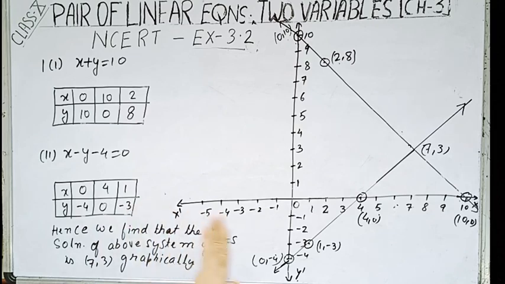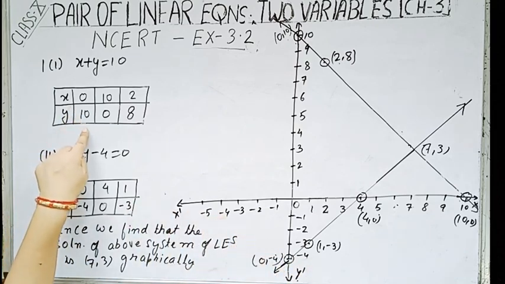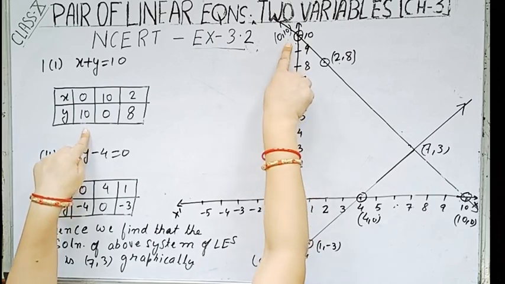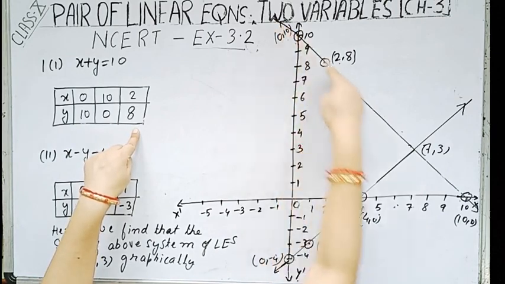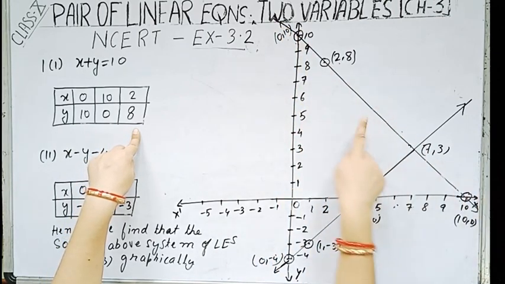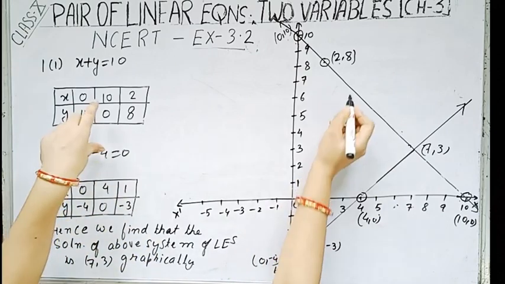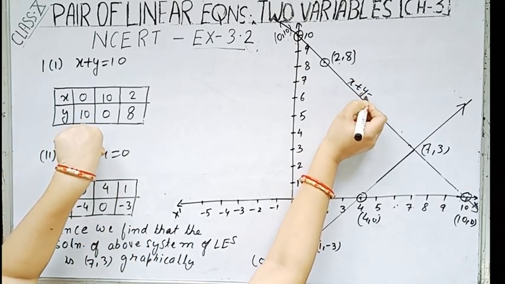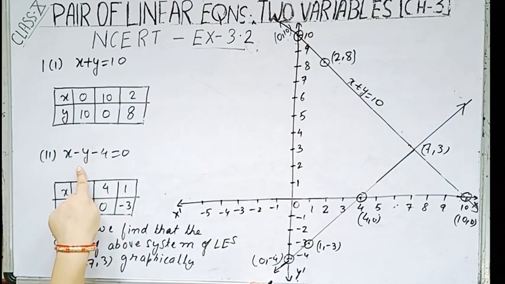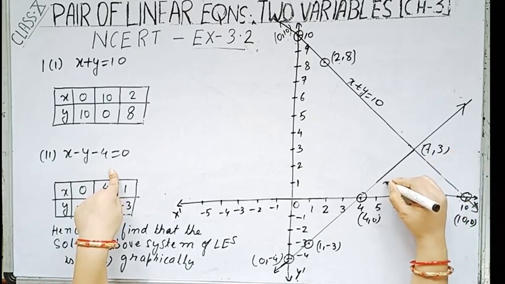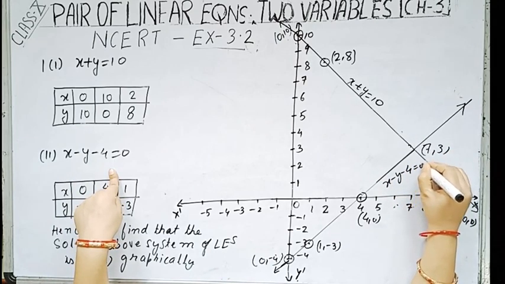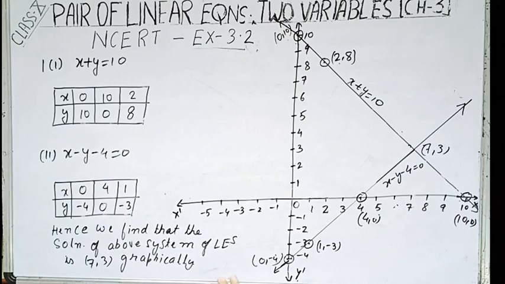So plotting these points on the graph, we have 0, 10, then 10, 0, this point, and 2, 8 here. So I joined these points with the help of a scale, and this line represents the equation x plus y equals 10. Again for x minus y minus 4, this line represents x minus y minus 4 equals 0. Now I have to solve graphically. It means by seeing the graph I have to find the solution of the system of linear equations.